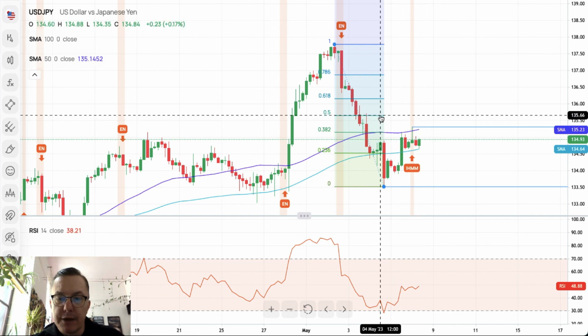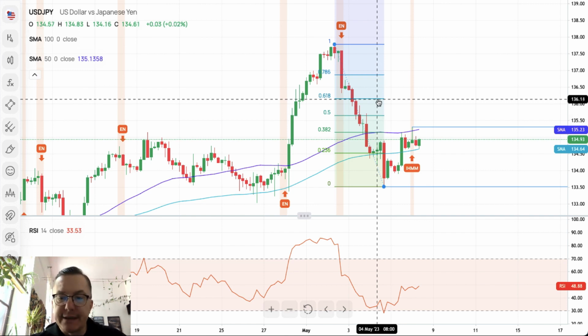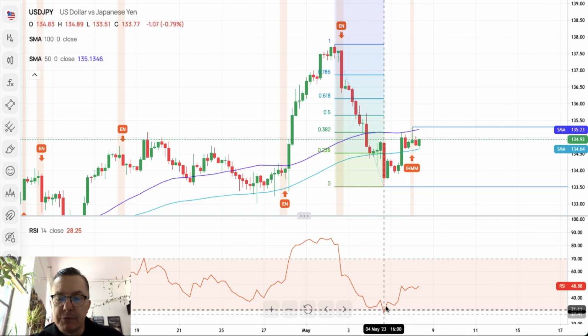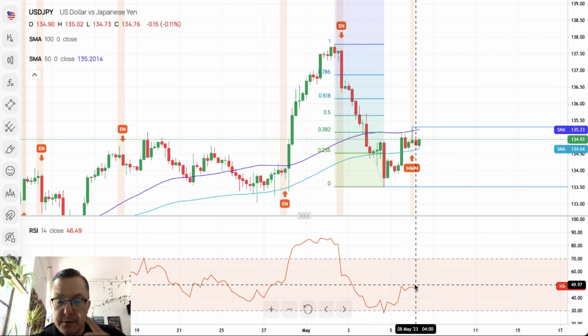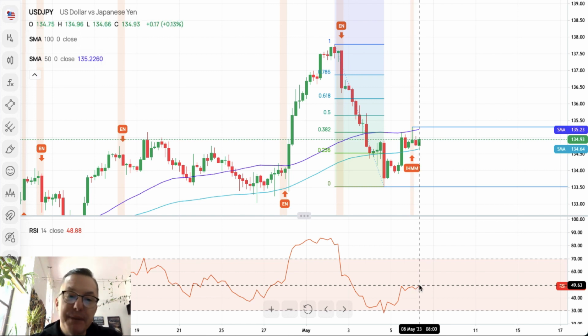Now we might be heading towards 50%, which is at 135.66, or even 61%, which is located at 136.16. So plenty of ground to cover right now for bulls. The momentum looks good, it's kind of positive. However, it's still below this level of 50. As we know, this is the neutral level.